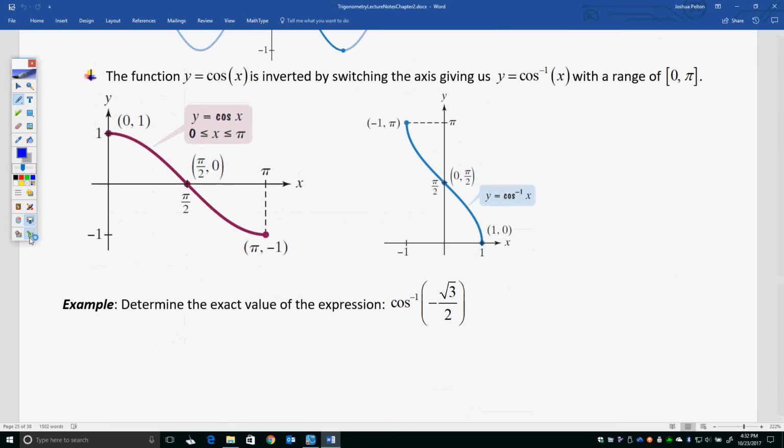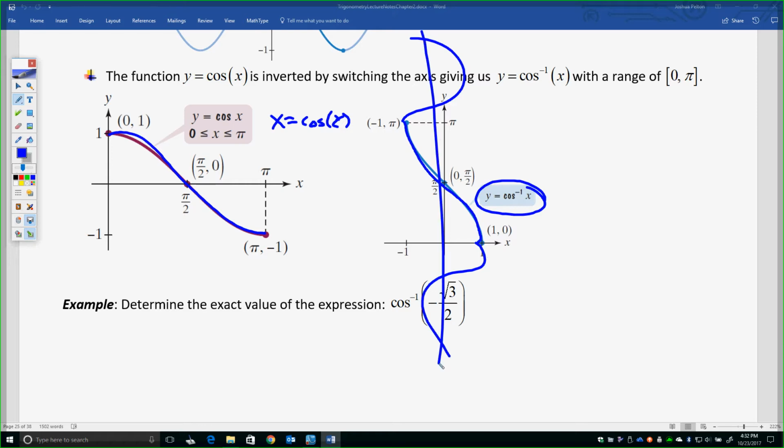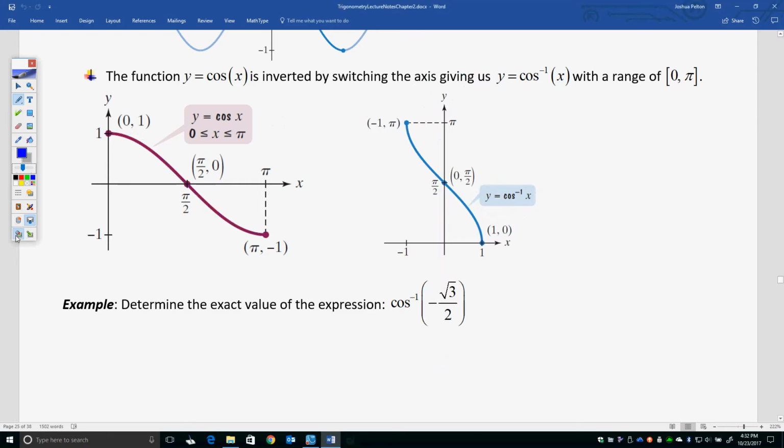So likewise, limit the cosine to 0 to pi. So that limits the range of inverse cosine from 0 to pi. And we're going to use the special notation of the -1 again, because if I did x equals cosine of y, that would keep going forever, and that would fail the vertical line test and not be a function. Okay, let's try some problems.